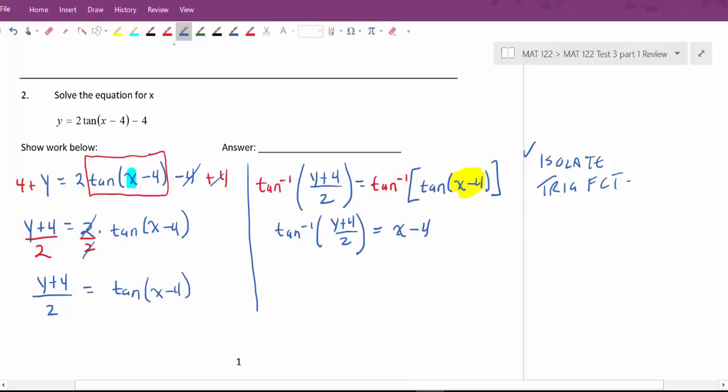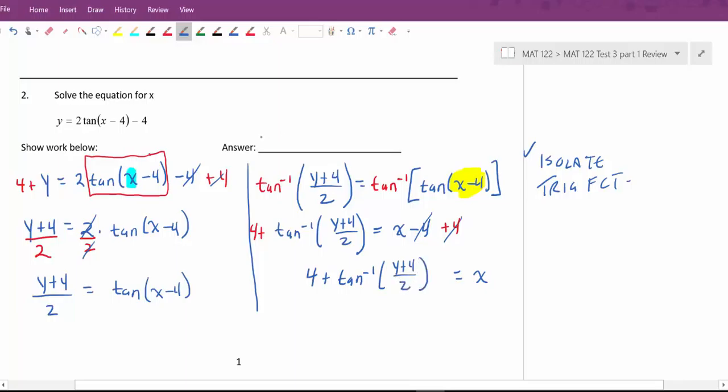So now what we can do is add 4 to both sides, like this, and then we'll have a good valid answer to our problem. So we're going to end up having x equals 4 plus inverse tangent of (y plus 4) over 2.